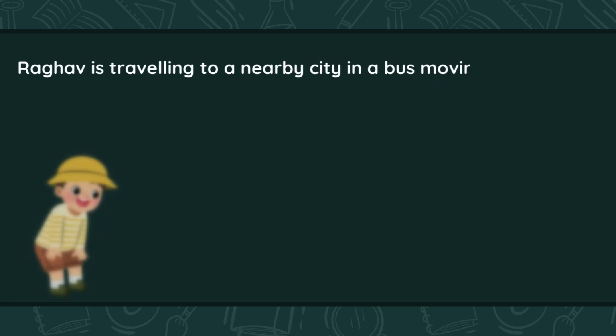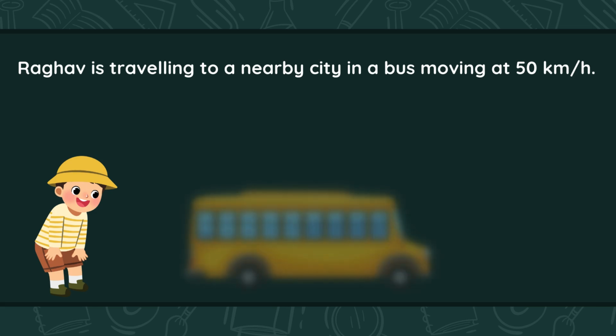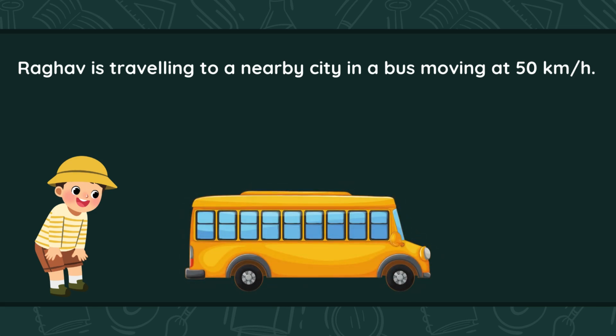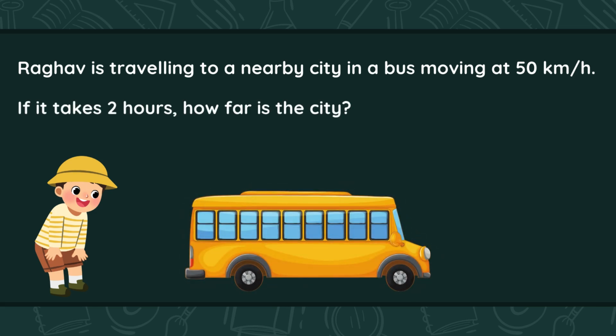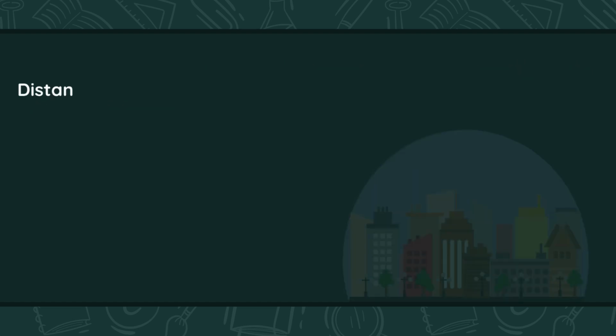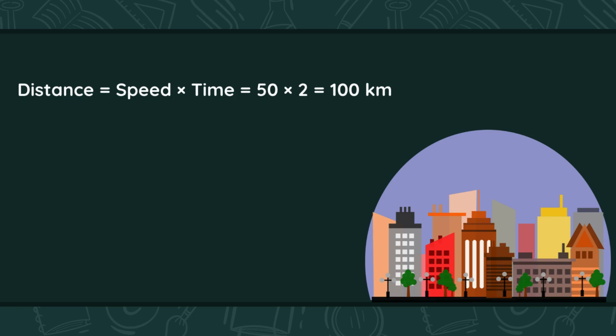Let's look at an example. Raghav is traveling to a nearby city in a bus moving at 50 km per hour. If it takes 2 hours, how far is the city? We use distance is equal to speed multiplied by time, which is 50 into 2, which is equal to 100 km. So, the city is 100 kilometers away.